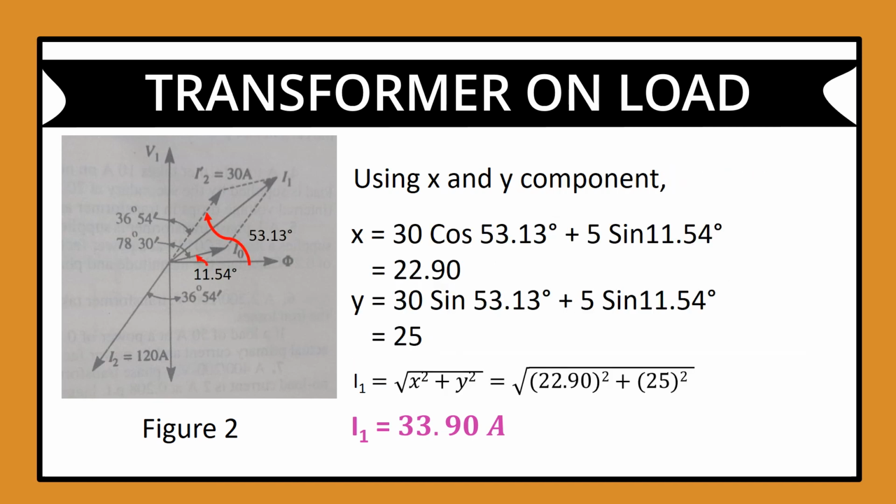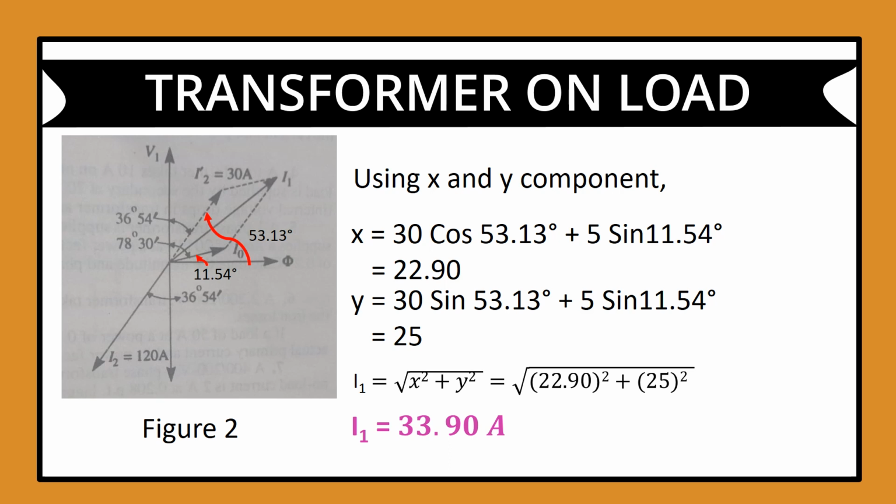The resultant current could also have been found by resolving I sub 2 prime and I sub 0 into their x and y components. So let's go. So x is equal to 30 cosine 53.13 degrees plus 5 sine 11.54 degrees. If you are wondering where we got 53.13 degrees and 11.54 degrees, we just subtracted 36.87 degrees from 90 degrees as well as 78.46 degrees to be subtracted from 90 degrees.